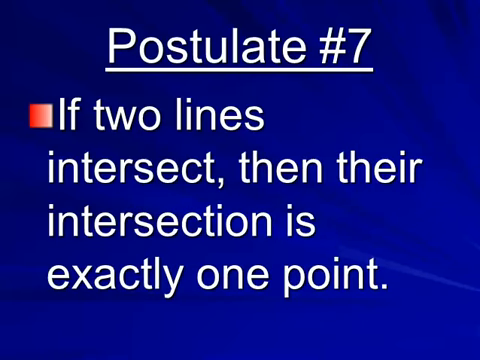Postulate number 7. If 2 lines intersect, then their intersection is exactly 1 point. We said an intersection is the set of points 2 figures share when they cross. So if 2 lines intersect, this is their intersection in the middle, and it's exactly 1 point.